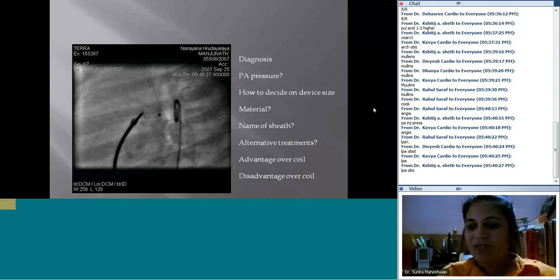Now, next question. This is a PDA device. What are the alternative transcatheter treatments for PDA? You mentioned coils. Anything apart from coils?